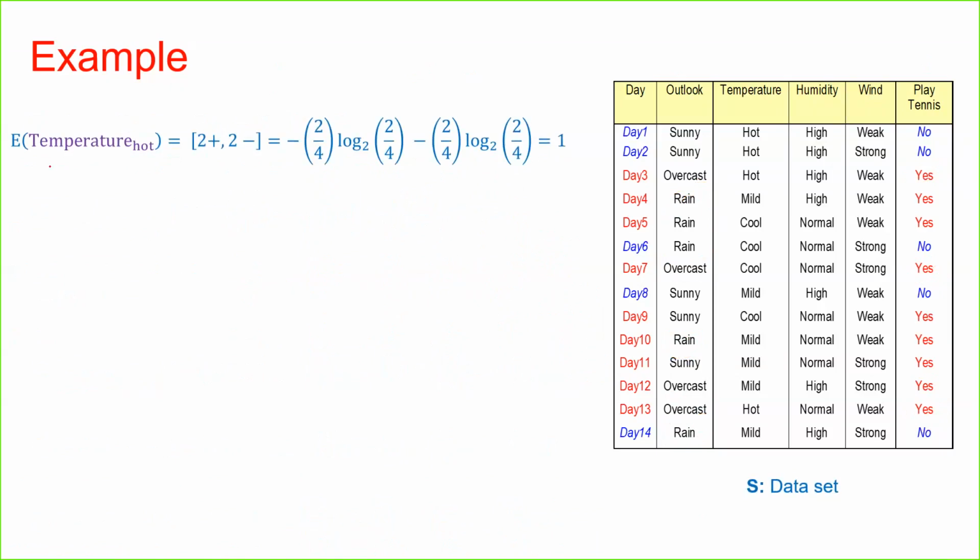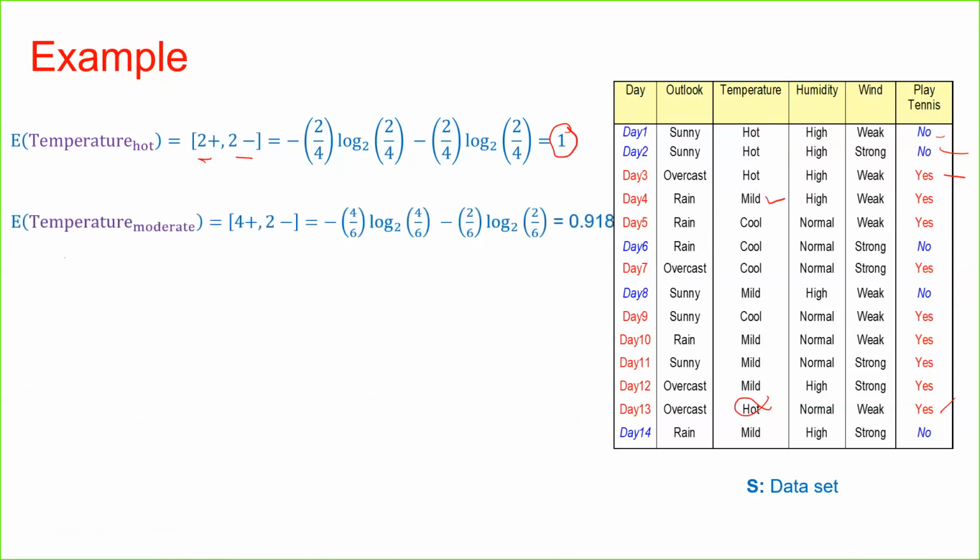So this is the temperature hot. Temperature hot, how many are there? 4. And 2 of them are negative, 2 of them are positive. So equal number of positive and negative. What is the entropy? 1. Right. So temperature, what are the other possible values for the temperature? Mild and cold.